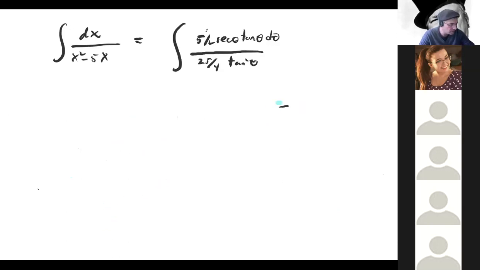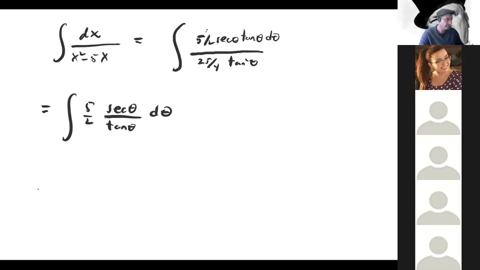Okay, so let's simplify. If we simplify, we get 5 halves over 25 quarters, which I believe is 2 fifths. Okay, and then the secant theta tangent theta over tangent squared theta looks like the integral of secant theta over tangent theta d theta. And where are we going with this? Well, I could bring the 5 halves out.